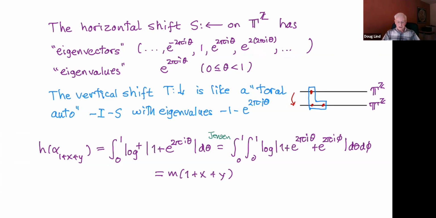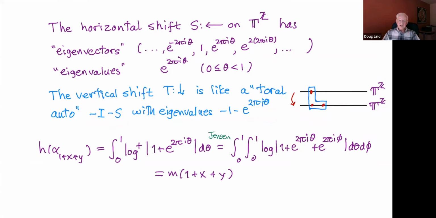Now, what does the vertical shift look like? Well, you've got a sort of toral automorphism, except on the infinite torus. And this condition that we have really says that when you shift this down, this coordinate is minus this coordinate minus its shifted coordinate. In other words, the vertical shift acts just like the identity minus s. And we know what the eigenvalues of that are. They're just -1 minus these elements on the unit circle.